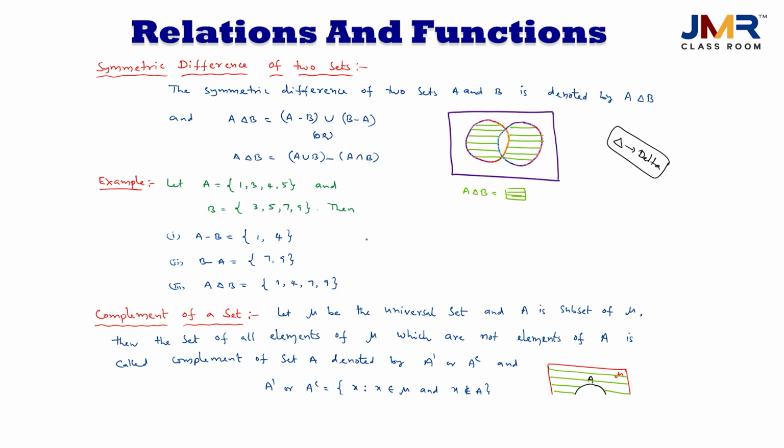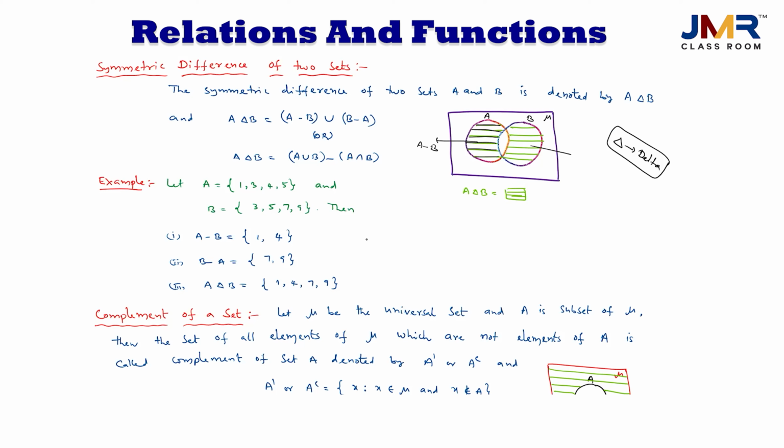There is also one more formula for A delta B, that is A delta B equals A union B minus A intersection B. For example, this is set A and this is set B. This is the universal set. A delta B means A minus B union B minus A. See this shaded part in set A, this is A minus B, that we already know.